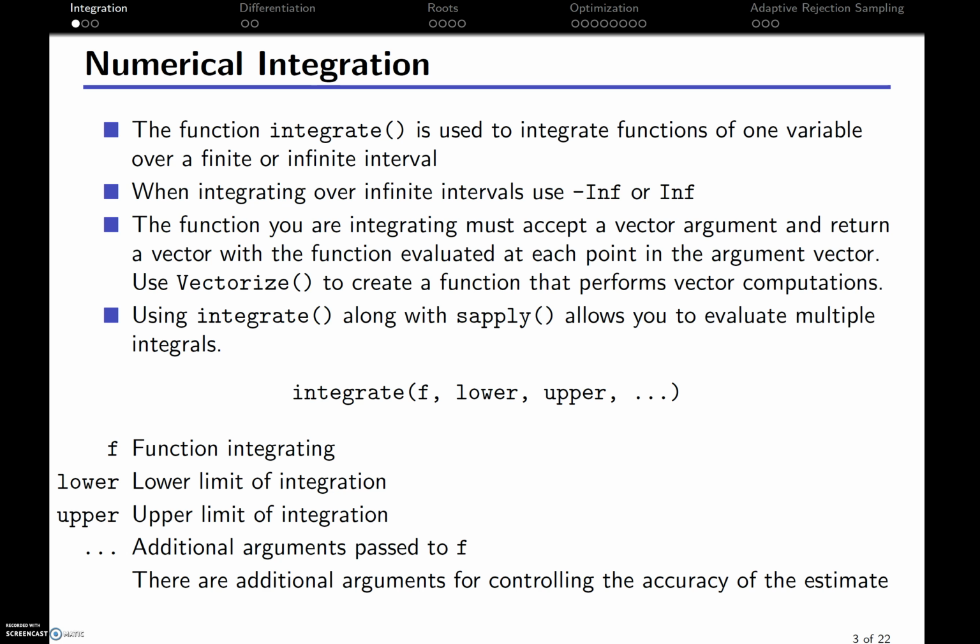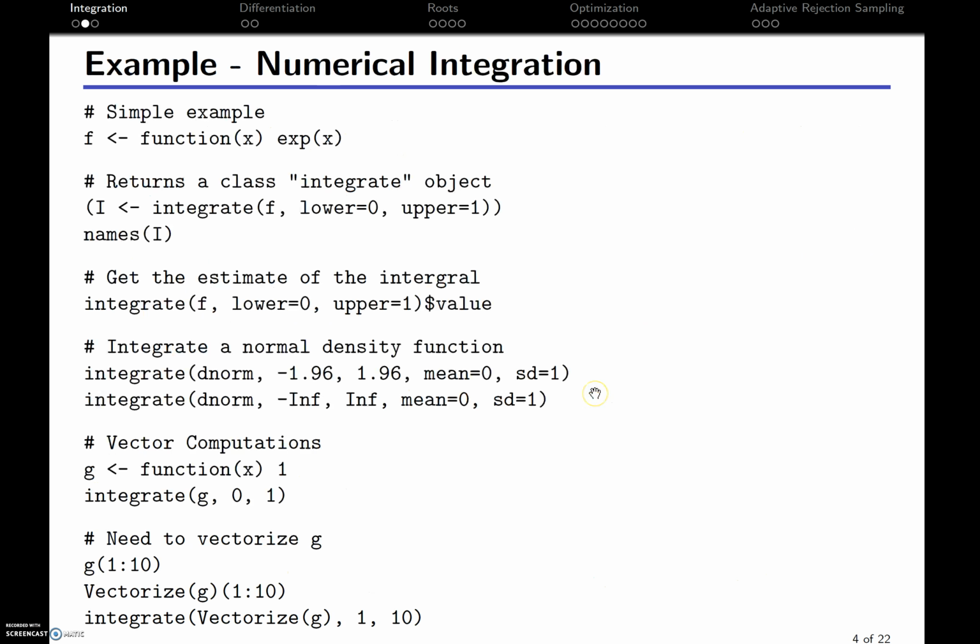Integrate along with sapply will allow you to do multiple integrals. So remember, sapply applies the integrate function over different components of a list, or elements of a list, and then returns it in vector format. So it works for that reason. Okay, so you have to enter the function, the lower and upper limits. Pretty easy set of arguments.